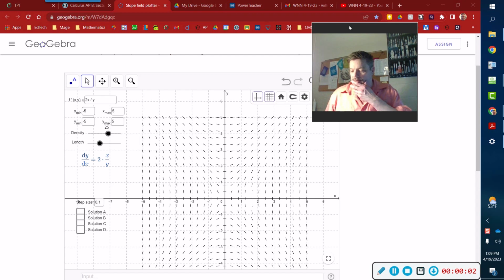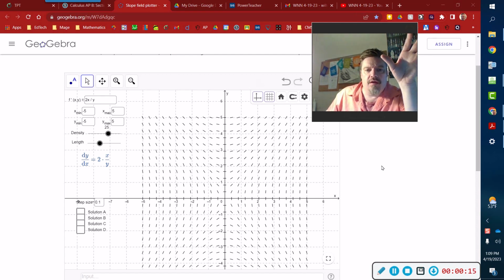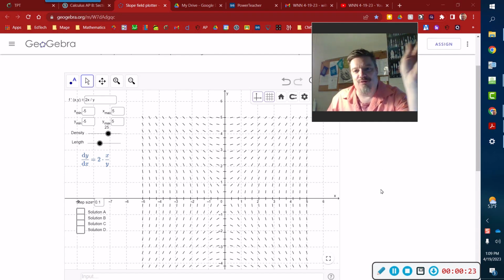So this is the graph of what we just did. This is a slope field of 2x over y, and what I'd like to do is show you, well, you are probably the better judge here, because I'm about to click on these solutions, and you'll see why there are certain limitations to these slope field graphers. Okay, what does the general shape look like to you?